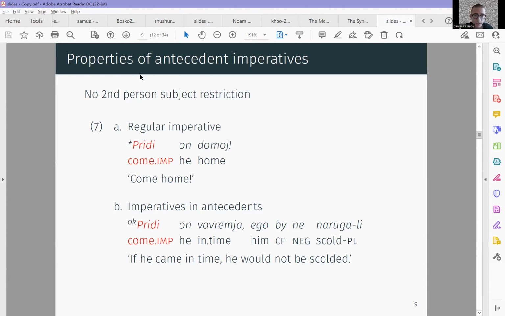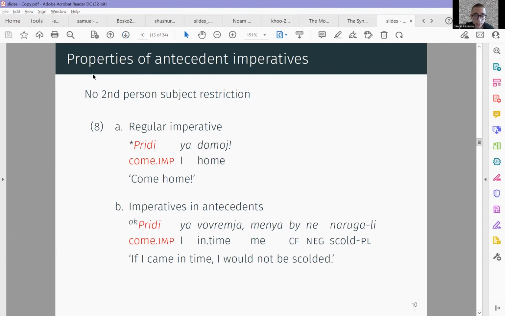The same thing is observed with a first person subject. You can say приди я вовремя, меня бы не наругали. If I came in time, I would not be scolded. While приди я домой, something like, I don't know, an exaudative of sorts, is ungrammatical in Russian. The string приди я домой cannot be interpreted by Russian speakers in any meaningful way.